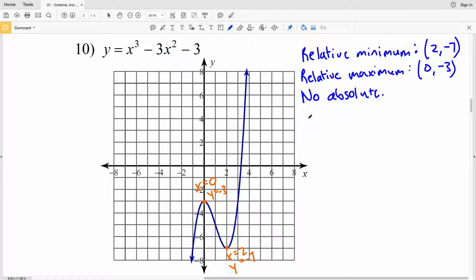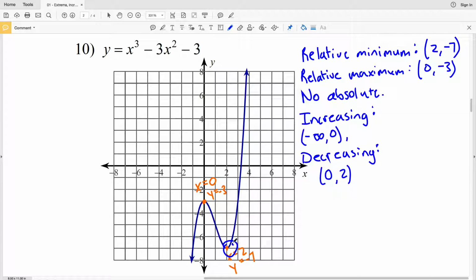Now we see where the graph is either increasing or decreasing. The function starts off increasing from negative infinity all the way to x equals 0. That function is increasing. Then the function takes a turn and begins to decrease from the relative max to the relative min. So from 0 to 2, that function is decreasing. And then lastly, the function increases from that relative min at 2 all the way to infinity. And that is our solution in number 10.